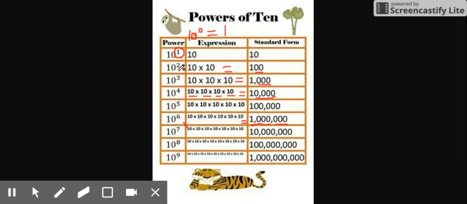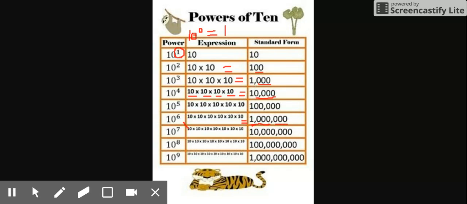Okay, so let's review, 10 to the 3rd power. I know I need to write a 1 first. If it's to the 3rd power, that means I should have how many zeros to the right of that 1? 3 zeros. So I'll write 3 zeros, insert a comma if I need it, and then that's my answer.